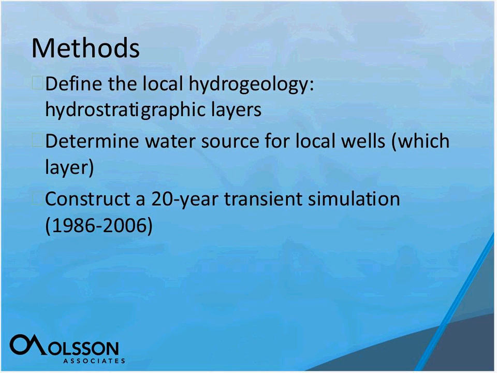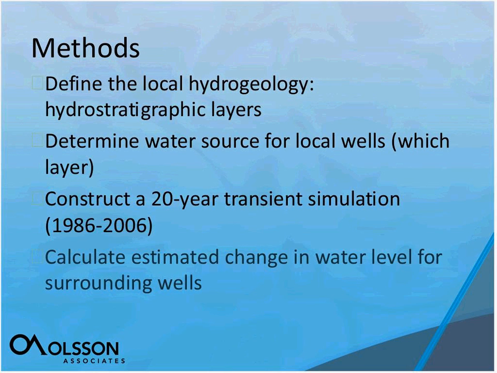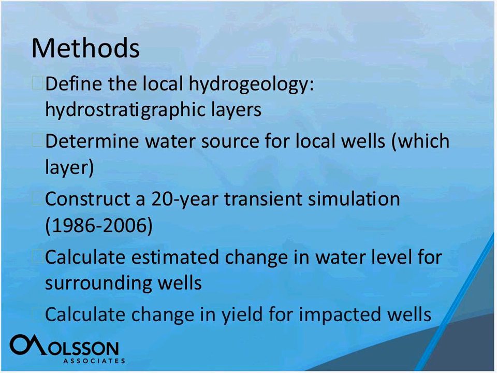If you haven't heard of transient groundwater models, that means that instead of a steady state system where you turn on all the wells at one pumping rate and just see how it all equilibrates, we know here in Nebraska the irrigation season is 3 to 4 months, and so we want to simulate a change in the flow patterns throughout the year. So for that 20-year period, we would have the wells turn on during the irrigation season and then turn off. That's what is meant by a 20-year transient simulation. And then what we do with that information, once we have the model up and running, is we calculate the estimated change in water level for the surrounding wells. And then we also calculate the change in yield for those impacted wells.